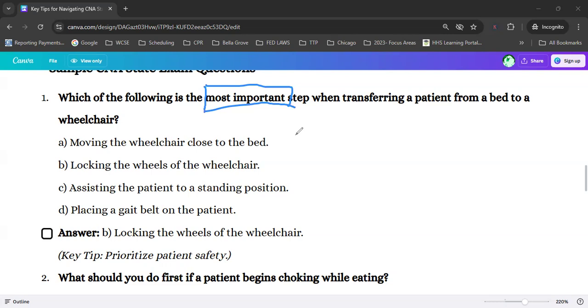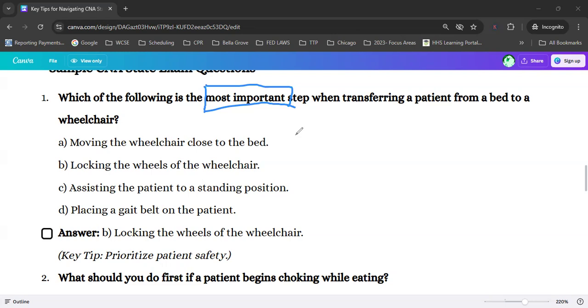Is it important to move the wheelchair close to the bed? Oh my God, yes, right? We wouldn't want the wheelchair to be way across the room or even a big gap between the wheelchair and the bed when we're trying to transfer. That is a big safety thing, right? We're going to skip over B because we know B is the answer.